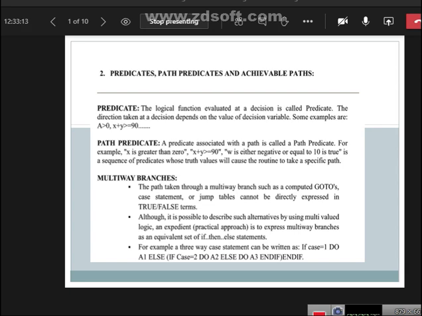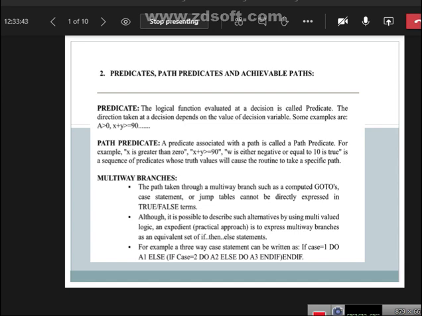Whenever you perform some logical function, at that logical function you have to take some decision. Suppose if a is greater than 0, you have to go for one decision. If it is less than 0, you have to go for another decision. So based upon some logical function, if you are going to take some decision, we can see that as a predicate.